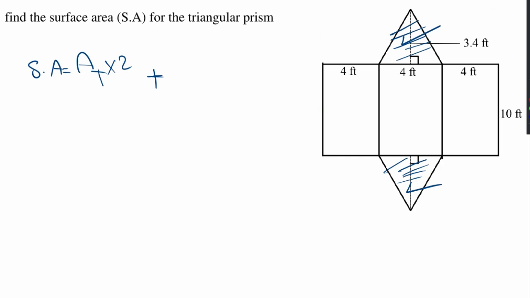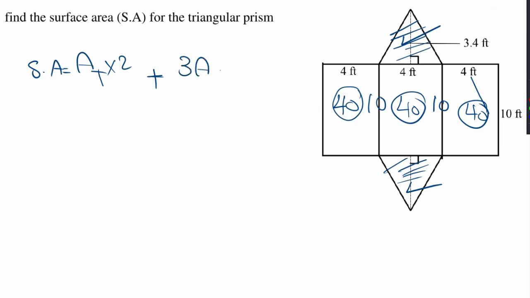Check if they are congruent or similar rectangles. 4 and 10. 4 and 10. 4 and 10. So each rectangle is similar to the other. So we have 3 same rectangles. Simply the area of this rectangle will be 40. The area of this rectangle will be 40. The area of this rectangle would be 40. 3 area of rectangle.